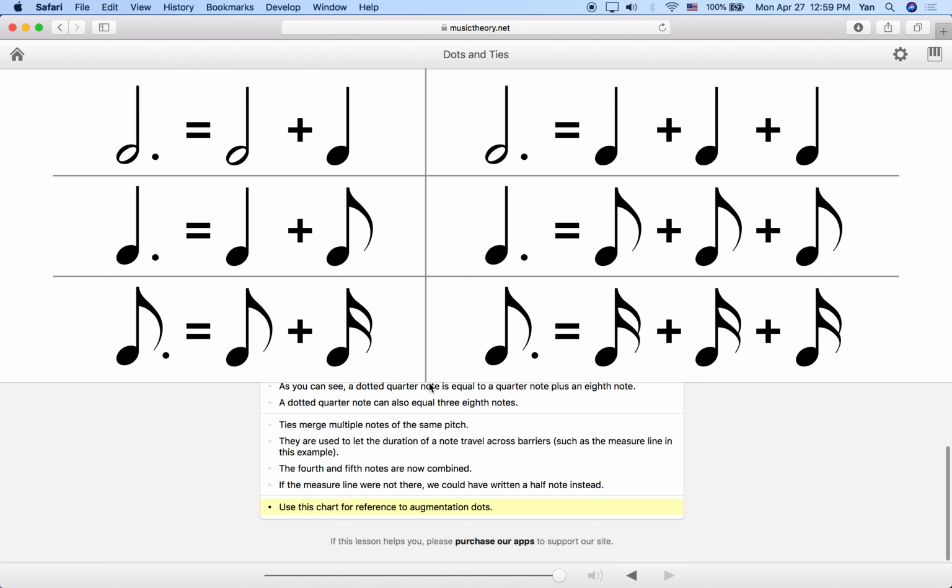Okay, I hope that was clear. And once again, dots can be a little confusing, especially remembering what the half of the values are. So if you find yourself not being sure, just go back to that chart of the note durations from a few lessons ago, so you can refresh your memory about the different relationships of the note durations.